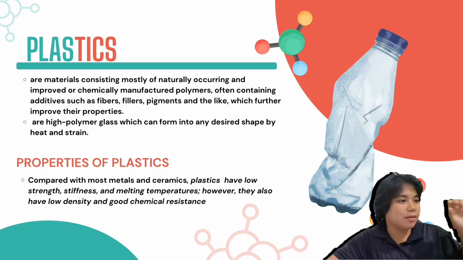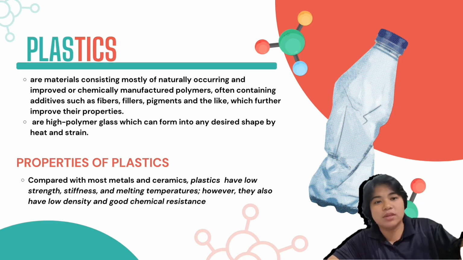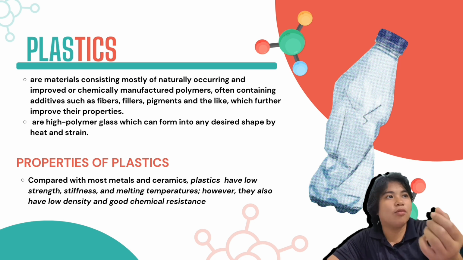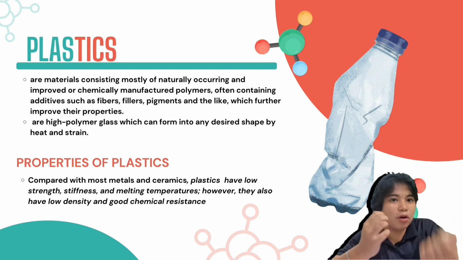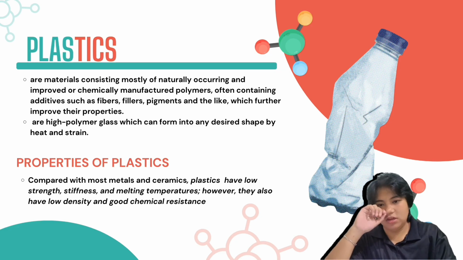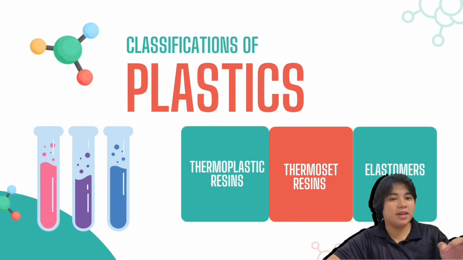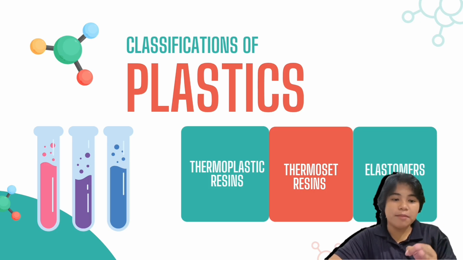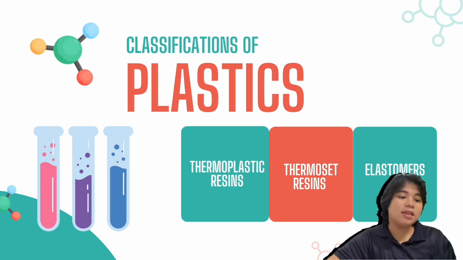Kaya nga pag nagtapon ka din ng plastic, hindi yan magme-melt agad. Dadaan muna ng 1,000 years para lang ma-decompose or mahati-hati ng pieces yung plastic at bumaon siya sa lupa. Kaya yon. Then now, we proceed sa tatlong classification ng plastics. Yung sinabi ko kanina sa learning objectives. Ano nga ba yung mga yon? Thermoplastic, thermoset resins, and elastomers.